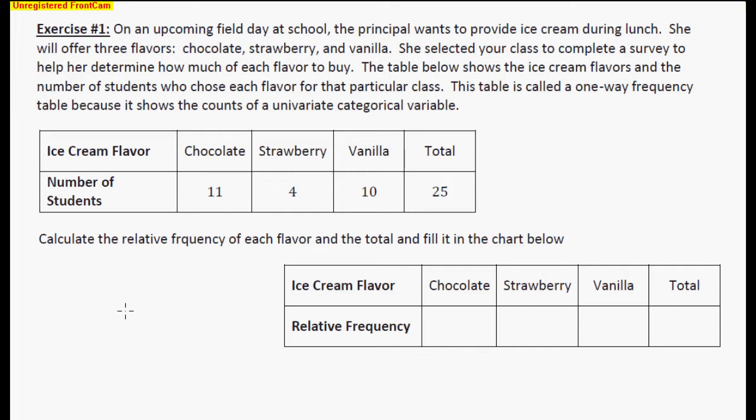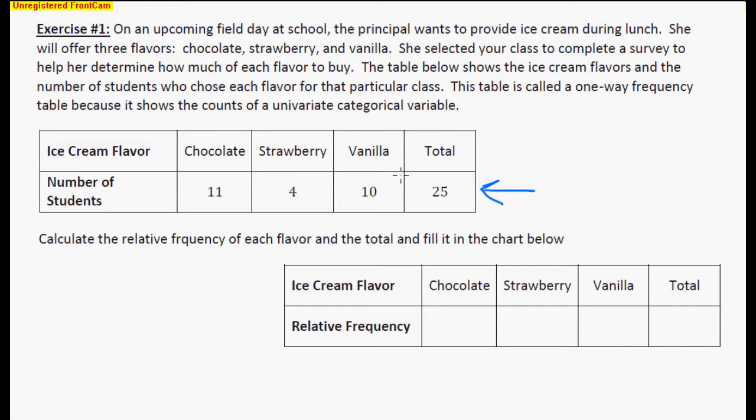It says, on an upcoming field day at school, the principal wants to provide ice cream during lunch. She will offer 3 flavors: chocolate, strawberry, and vanilla. She selected your class to complete a survey to help her determine how much of each flavor to buy. So they've got this table down here that summarizes the results. And this would be a one-way frequency table, because it's basically just showing you one set of results.